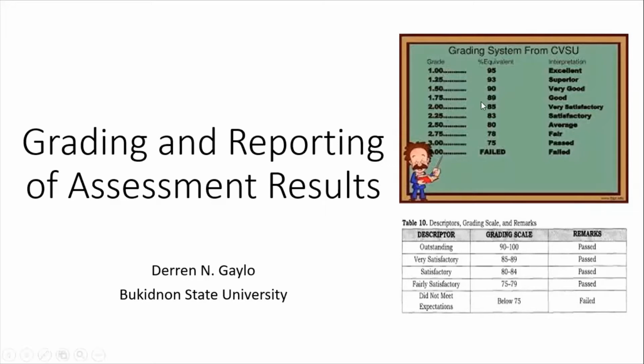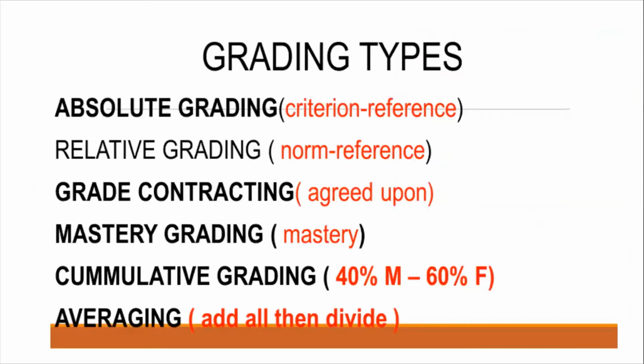As you can see here, this picture is what we have in the higher education institutions. We have these grades like 1.0, 1.25, 1.5, and so on. Below that is what DepEd is using. If you have a grade below 75, it means that you did not meet expectations. But if you have 75 to 79, that's fairly satisfactory, and so on.